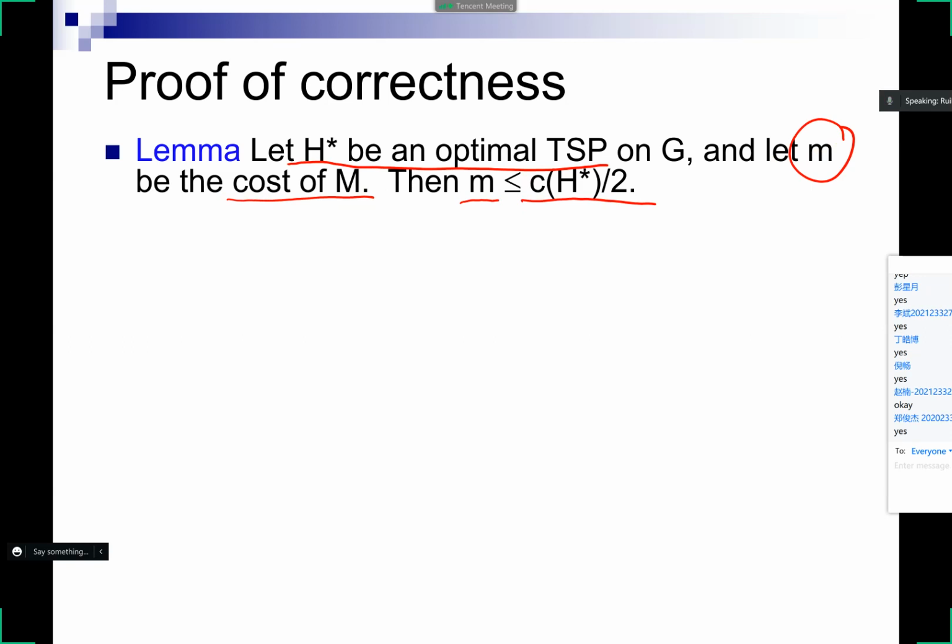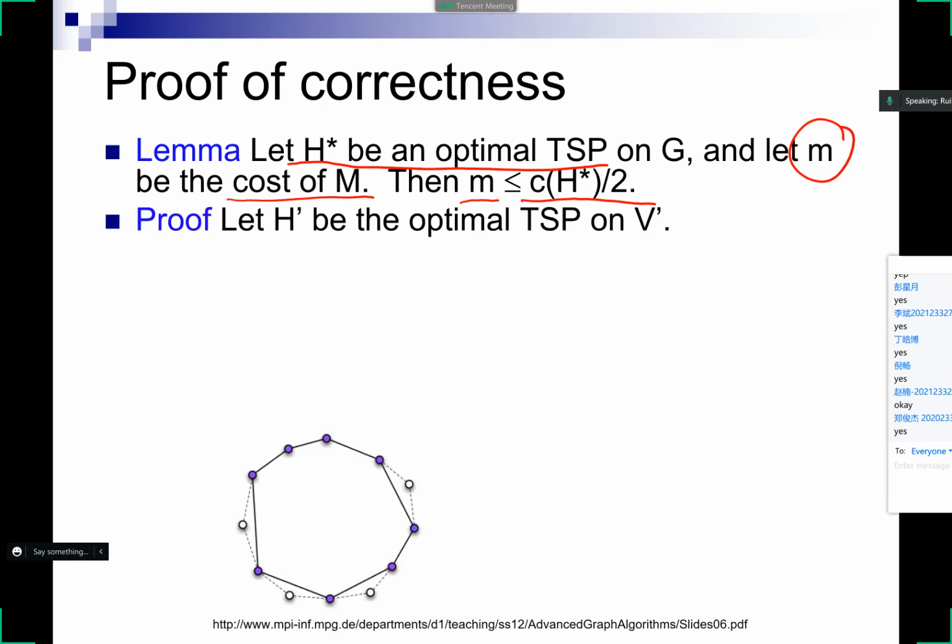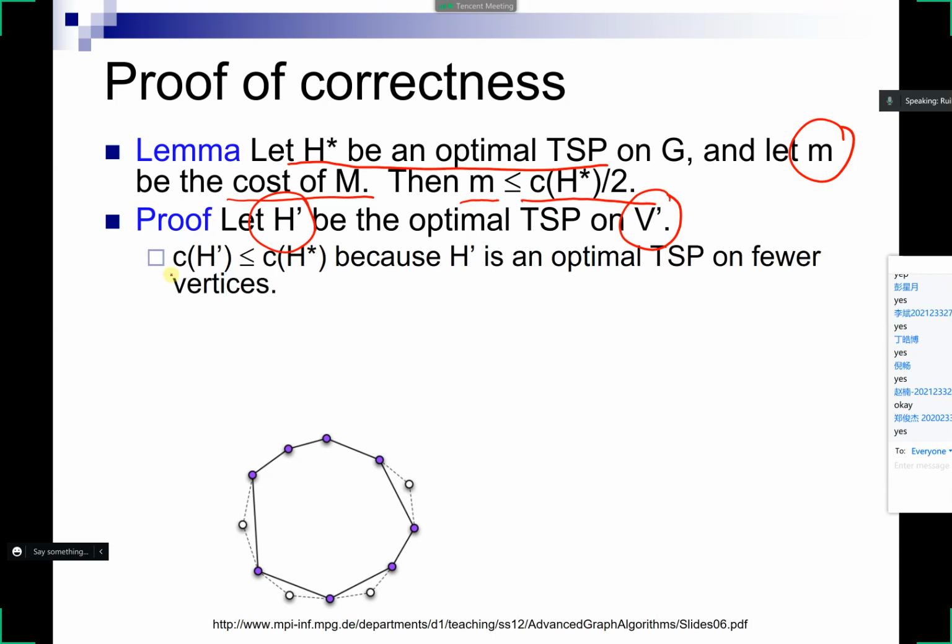TSP. Okay. The reason for this is that now let's just focus on a subset of all the nodes. Let's only focus on the odd degree nodes, these V prime nodes. And suppose H prime is an optimal TSP only on these V prime nodes, not on all the nodes V, only on V prime. Then, of course, the cost of H prime is going to be no more than the cost of H star. Because H star is an optimal TSP on all the vertices, and H prime is an optimal TSP on a subset of the vertices. So therefore H prime's cost is not going to be more than H star's cost.